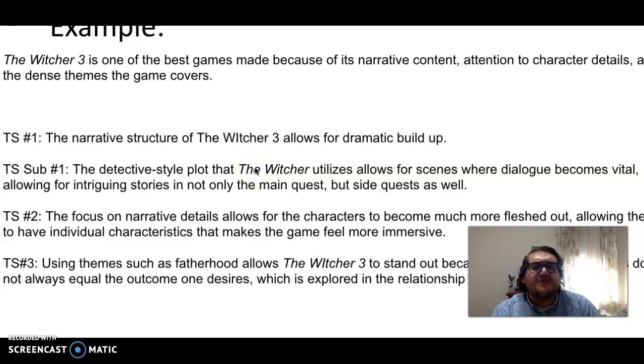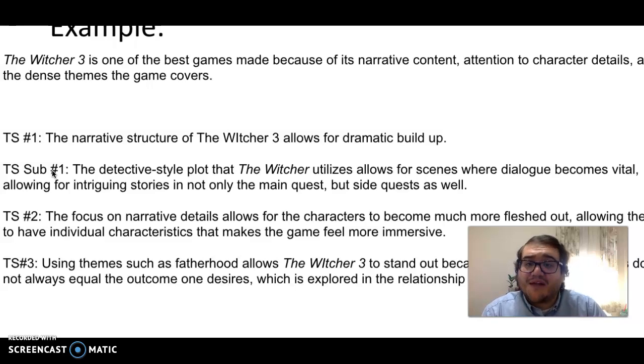Topic sentence sub number 1: let's pretend I wanted to continue talking about the narrative content. I don't want to move on to the character details yet. I can do that as long as I make it clear in my wording in my next topic sentence that it's connecting to my reason A. So topic sentence sub number 1 is a new topic sentence for a new body paragraph. Topic sentence number 1 is body paragraph A. Topic sentence sub number 1 is body paragraph B.